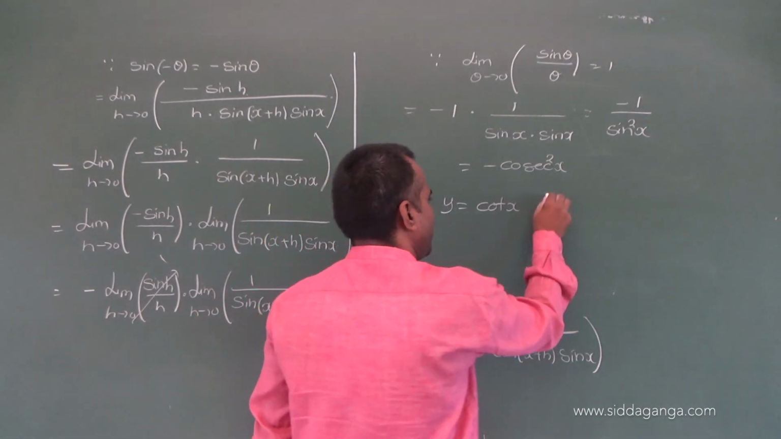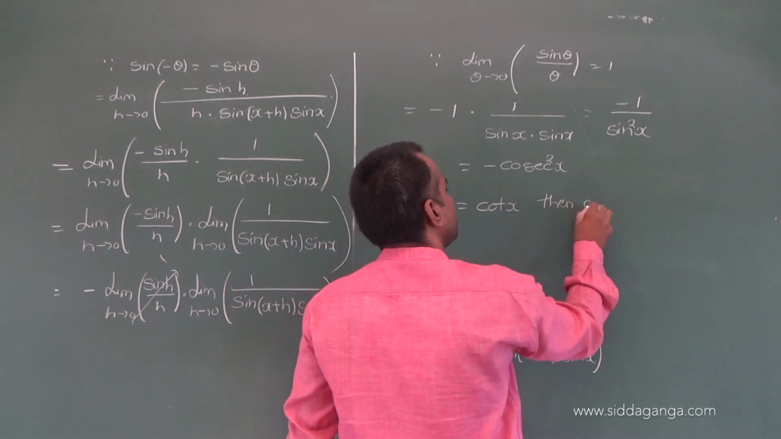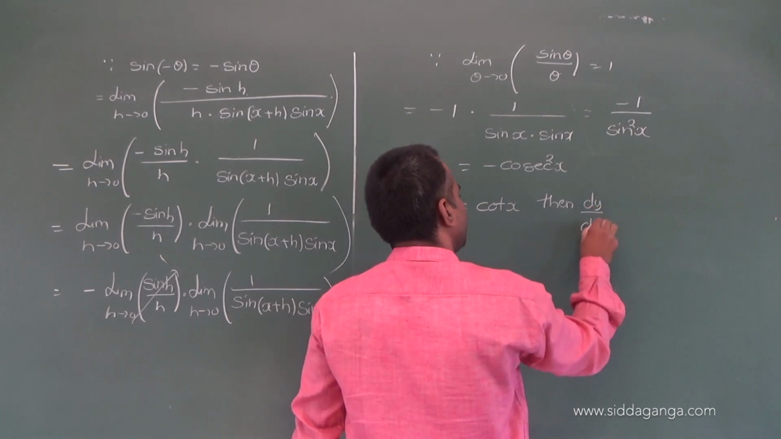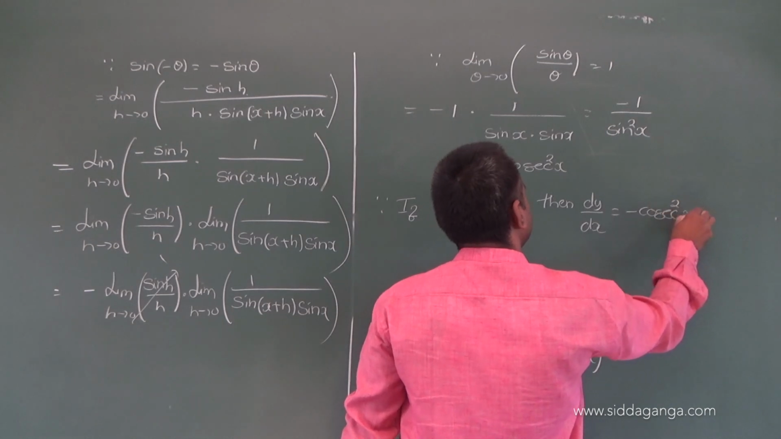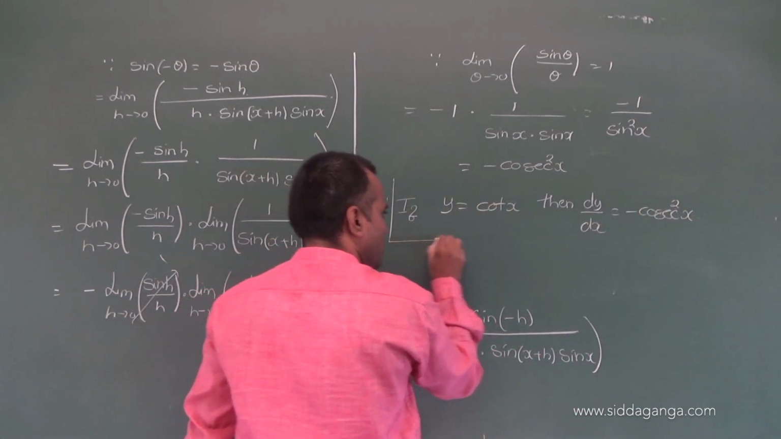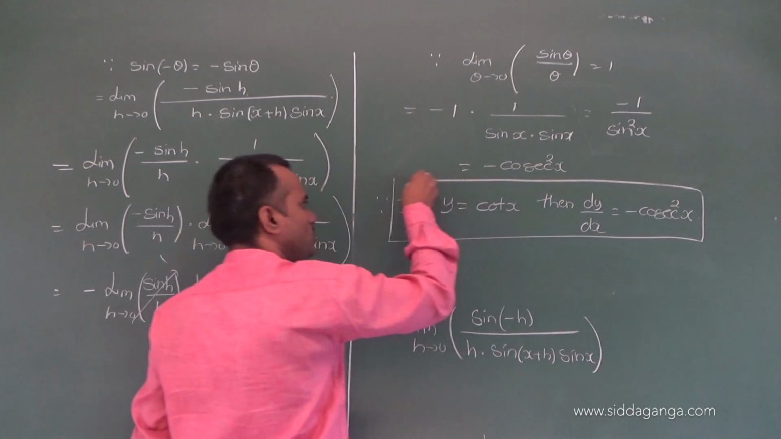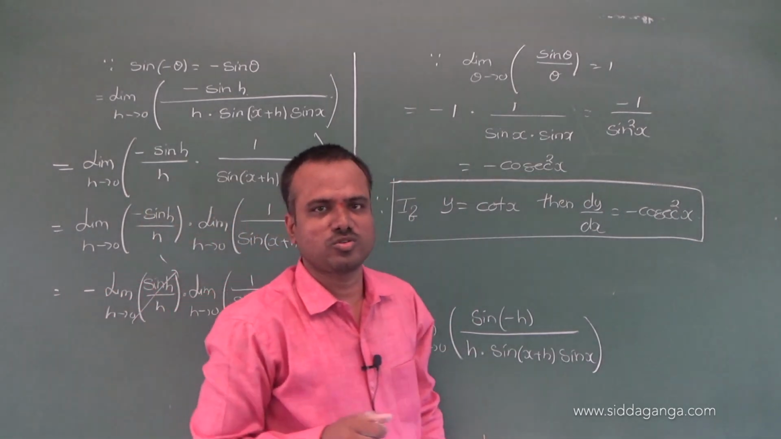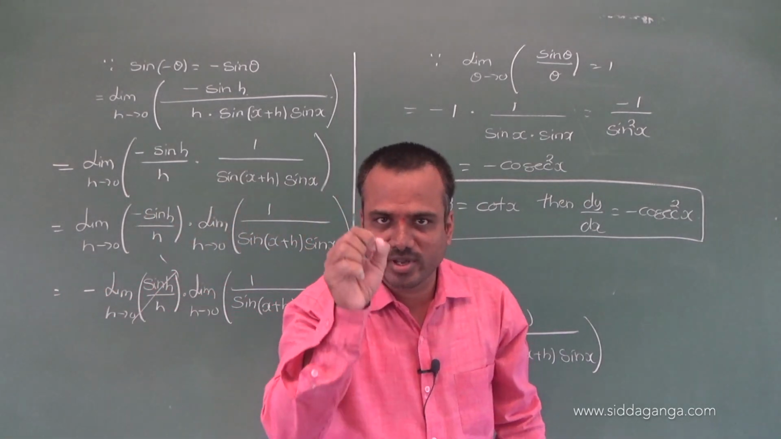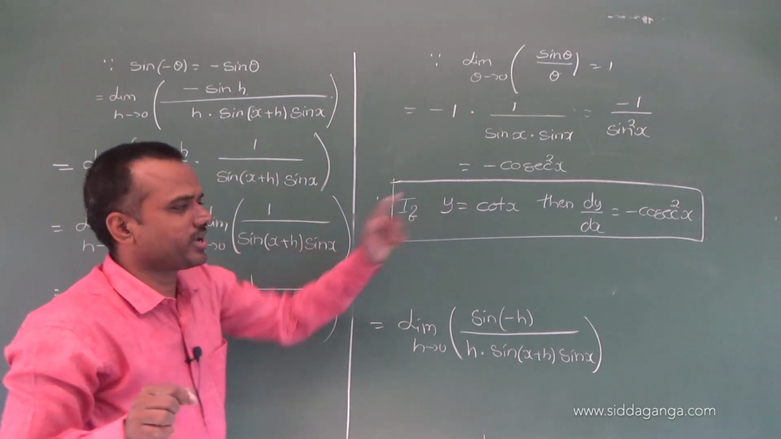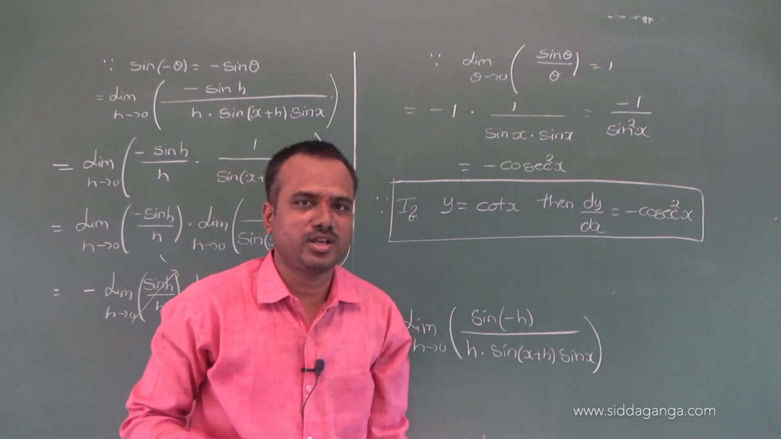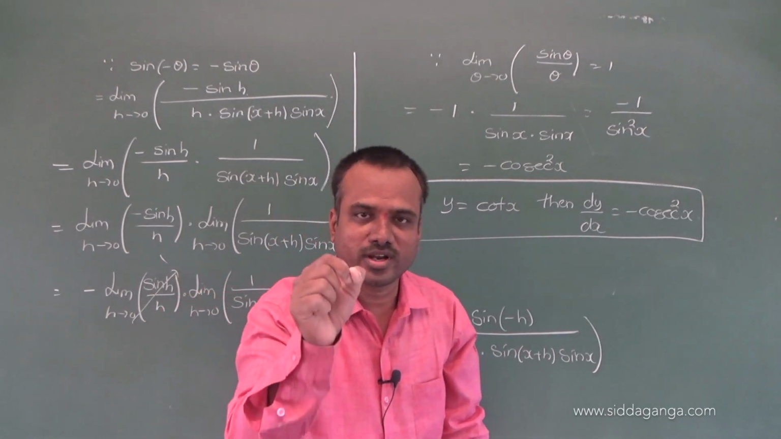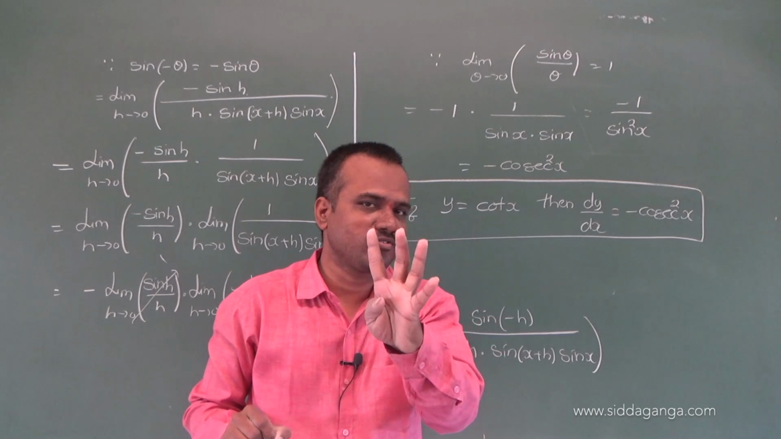Therefore, fourth formula: if y is equal to cot x, then dy by dx is minus cosecant square x. If y is equal to cot x, the derivative of cot x is minus cosecant square x. Four formulas we finished.